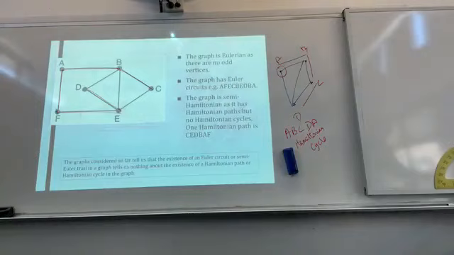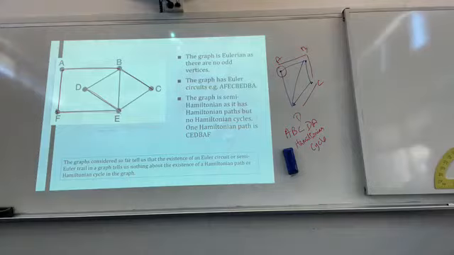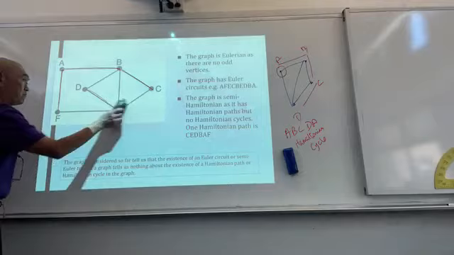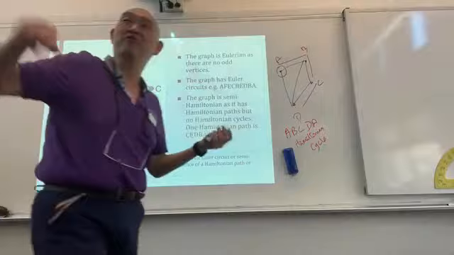The graphs considered so far tell us about the existence of an Eulerian circuit or semi-Eulerian trail in the graph. But it tells us nothing about the existence of a Hamiltonian path or Hamiltonian cycle. So you've got to be very careful. For Eulerian circuit you can actually test for it. Semi-Eulerian you can test for too, because semi-Eulerian has exactly two odd vertices, whereas Eulerian is all even vertices. Whereas for a Hamiltonian graph, you just have to play around and move around.